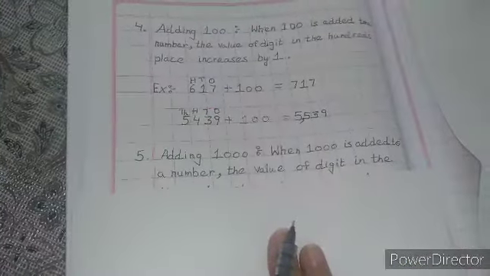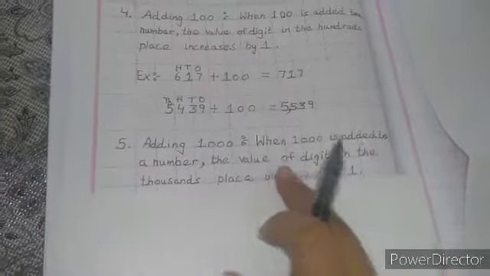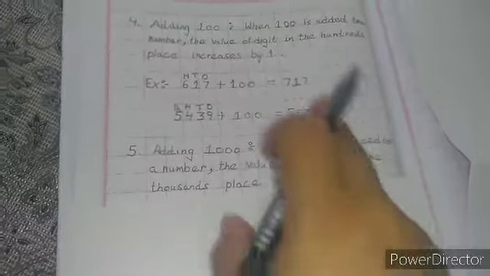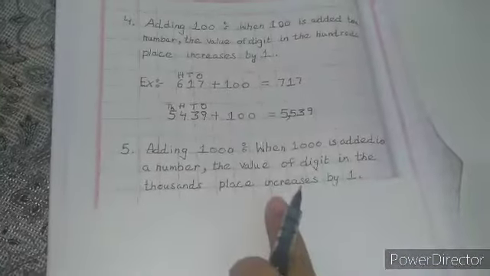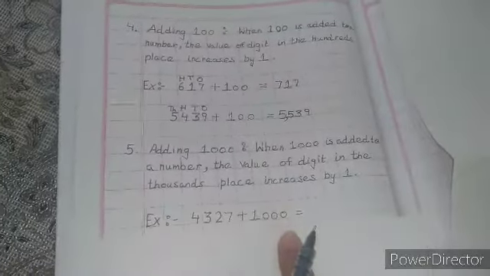Let us look into adding 1000 now. When 1000 is added to a number, the value of the digit in the 1000 place increases by 1. Earlier it was in the 100 place, now it is in the 1000 place. Okay? So let us look into an example.